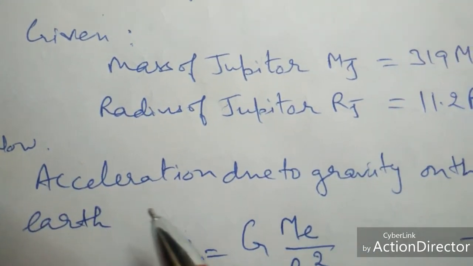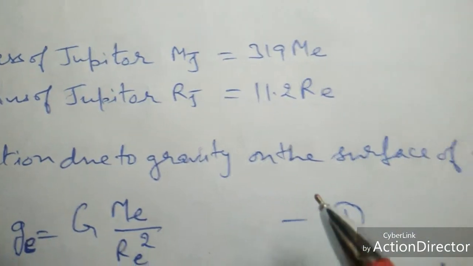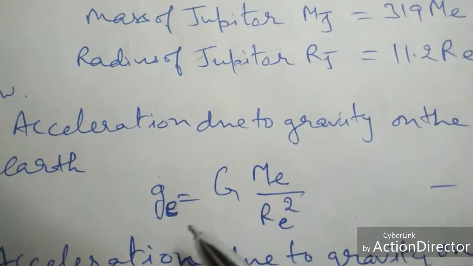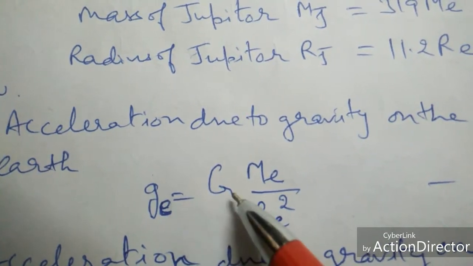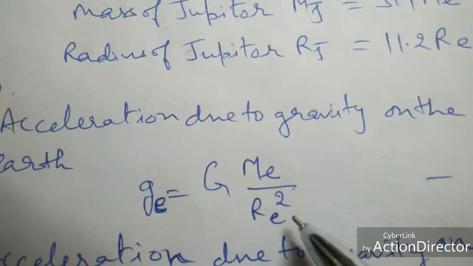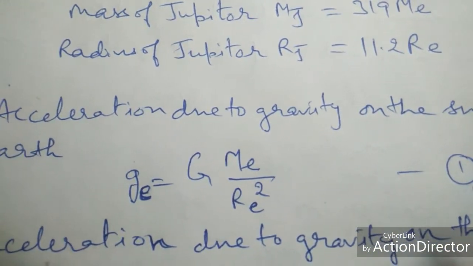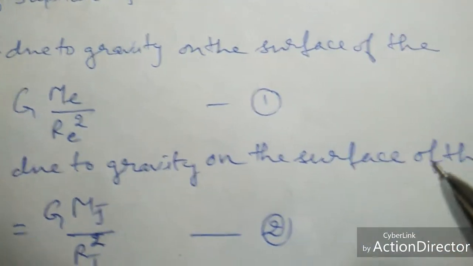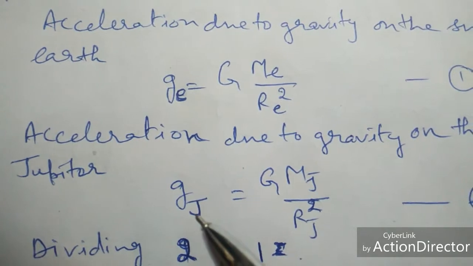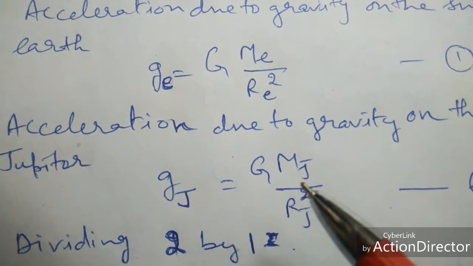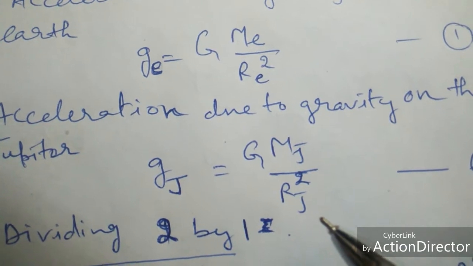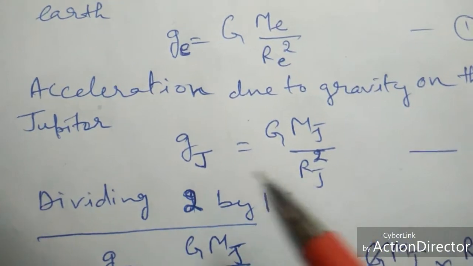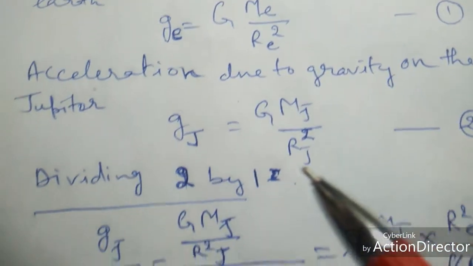Now, as we know, acceleration due to gravity on the surface of the Earth is given by the expression Ge is equal to capital G Me upon Re square. That is equation number 1. Similarly, acceleration due to gravity on the surface of Jupiter, that is Gj, is equal to capital G Mj upon Rj square. This is equation number 2. Here we will divide equation number 2 by equation number 1.